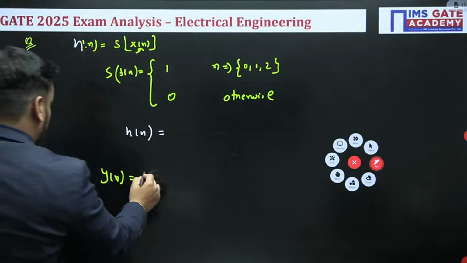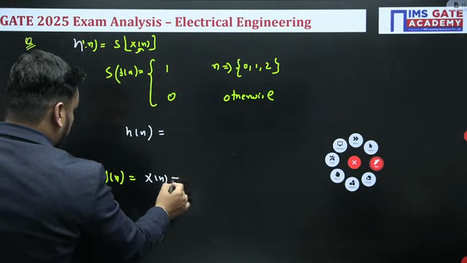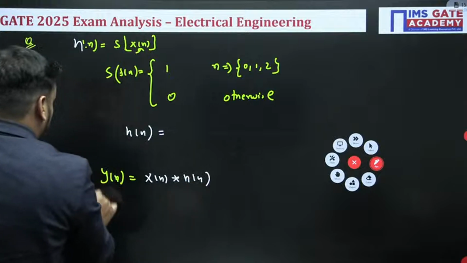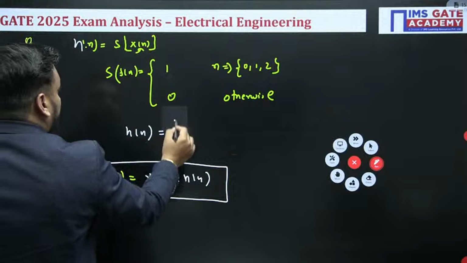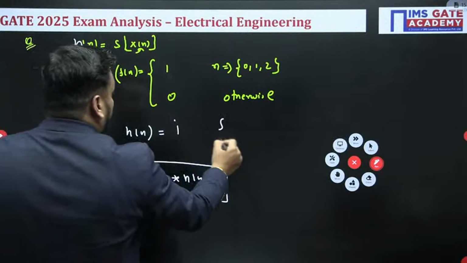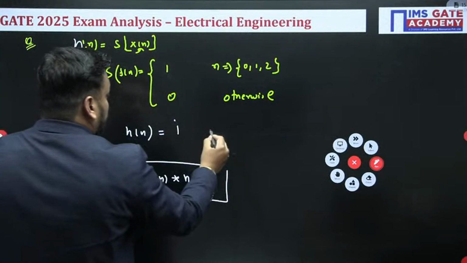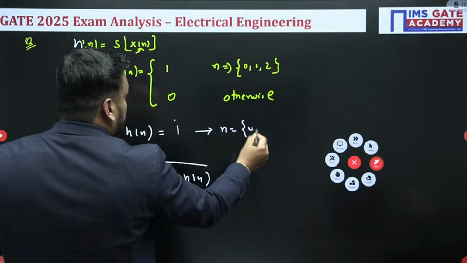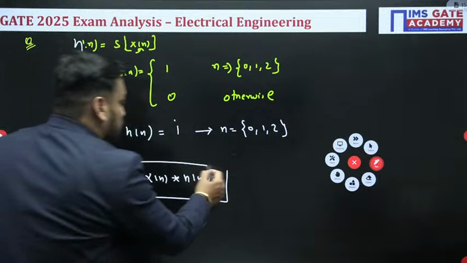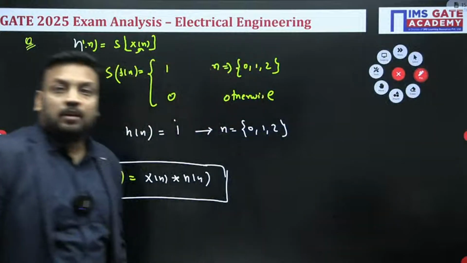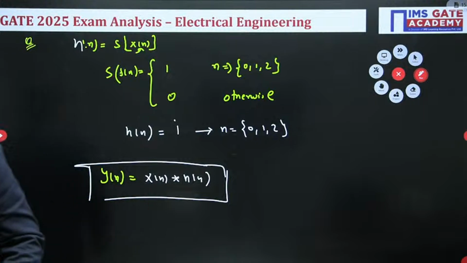The output y of n is nothing but x of n convolution with h of n, that we know. First, if I write h of n, its value will be 1 for n equal to 0, 1 and 2. Now you can easily solve this question. It is a very easy question, guys.